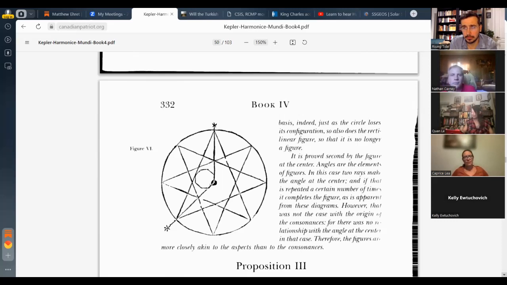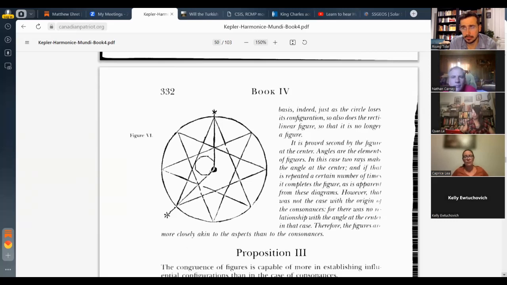It is proved second by the figure at the center. Angles are the elements of figures. In this case, two rays make the angle at the center, and if that is repeated a certain number of times, it completes the figure, as is apparent from these diagrams.